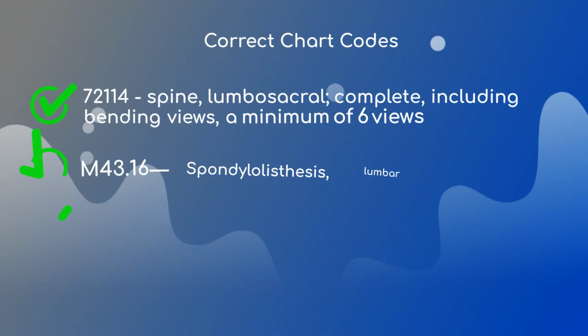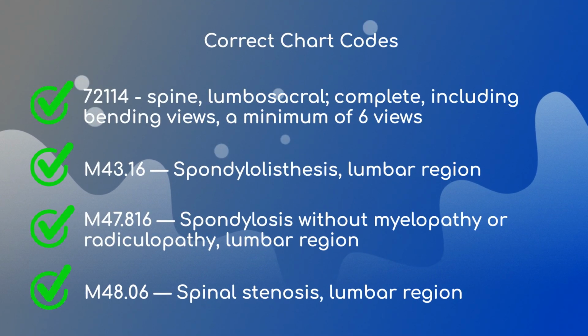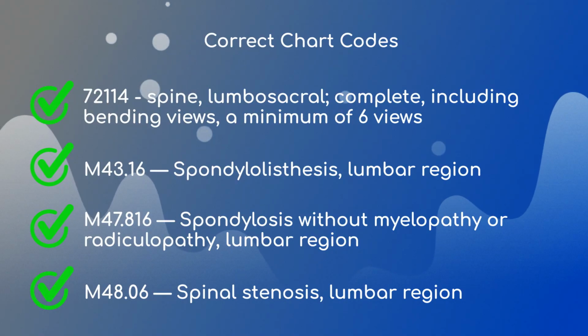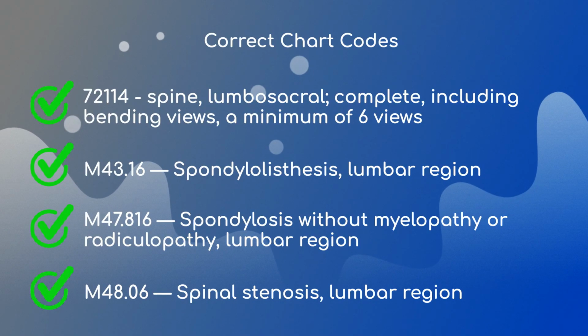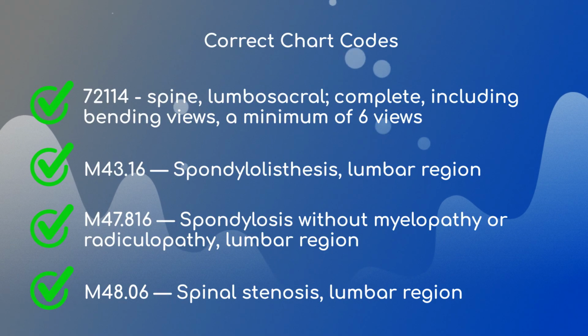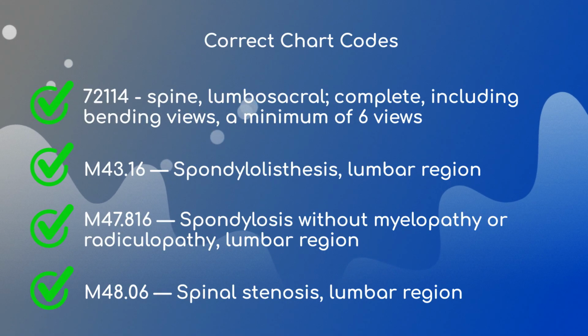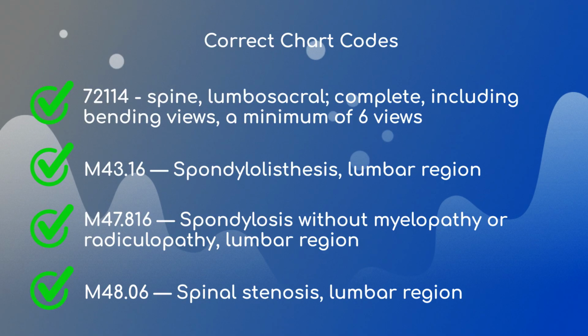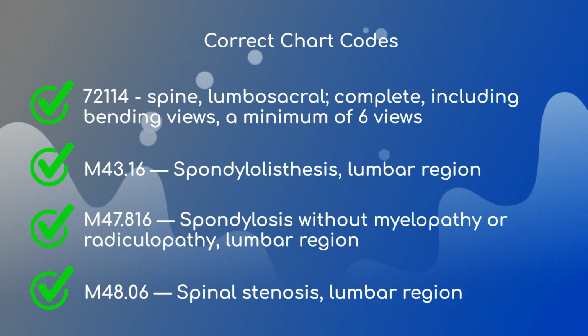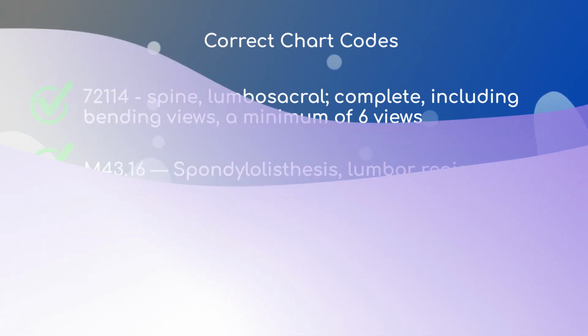The correct codes for this report are 72114, radiologic examination, spine, lumbosacral, complete, including bending views, a minimum of 6 views. M43.16, spondylolisthesis, lumbar region. M47.816, spondylosis without myelopathy or radiculopathy, lumbar region. M48.06, spinal stenosis, lumbar region.